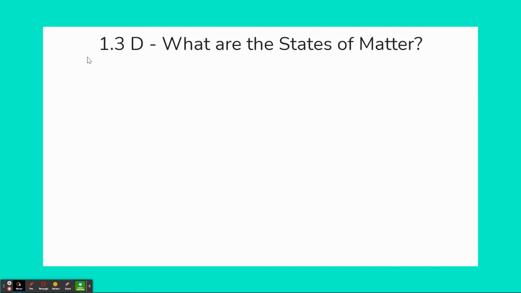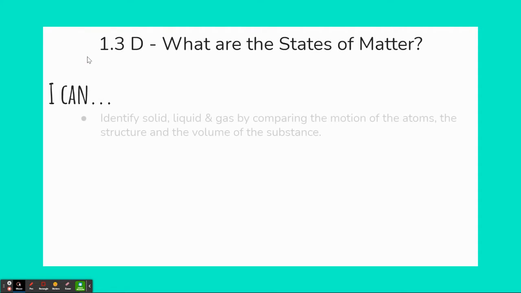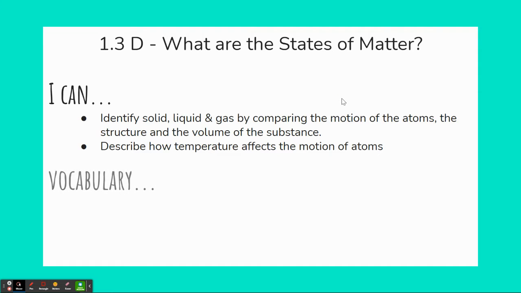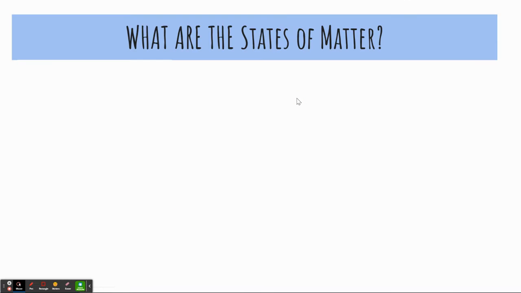All right, we're on mini lesson 1.3D. What are the states of matter? By the end of this, you'll be able to identify solid, liquid, and gases by comparing the motion of the atoms, the structure, and the volume of the substance. You'll also be able to describe how temperature affects the motion of atoms. And your vocabulary is state of matter, solid, liquid, and gas.